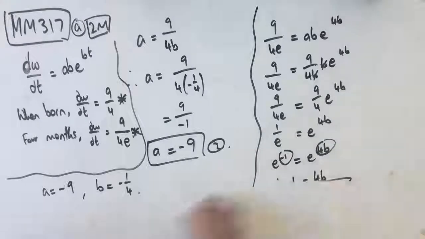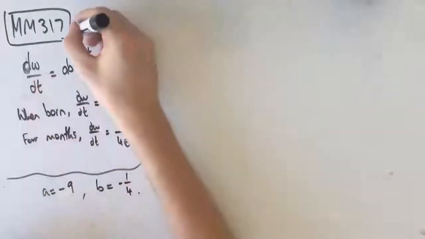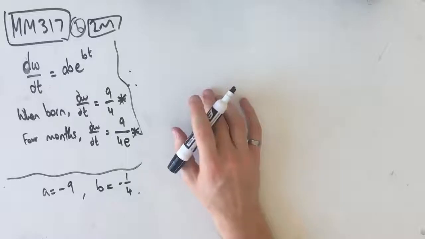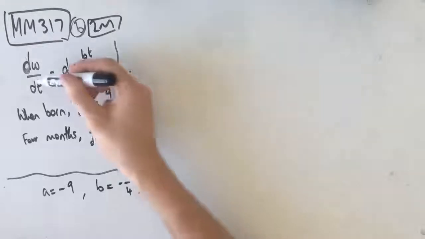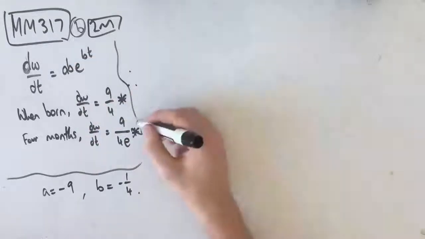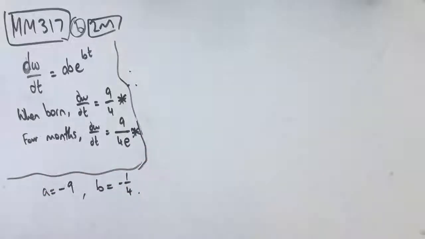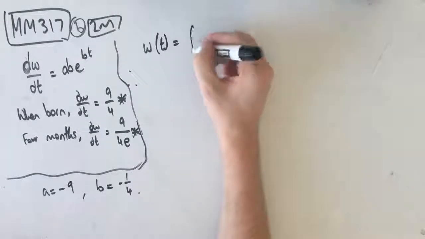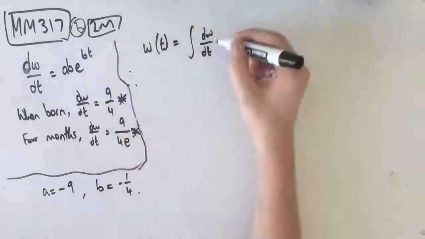Part B is also a 2-mark question, and it says, if a fully grown dog never weighs 10 kilograms or more, find an expression for W of t, the weight of a dog in kilograms, t months after its birth. All right, awesome. Before we were talking about rates, and now we're talking about the actual weight of the dog. Not how fast it's growing, but just what it weighs at any point in time. So we know that W of t is going to have to equal the integral of dW/dt, because this is essentially the derivative of our weight function.